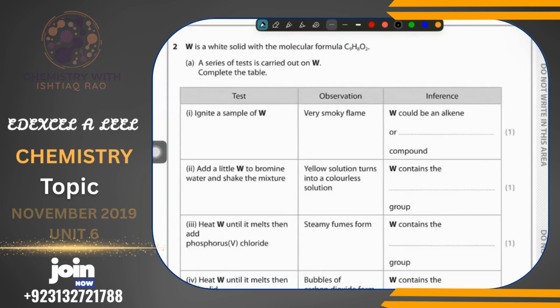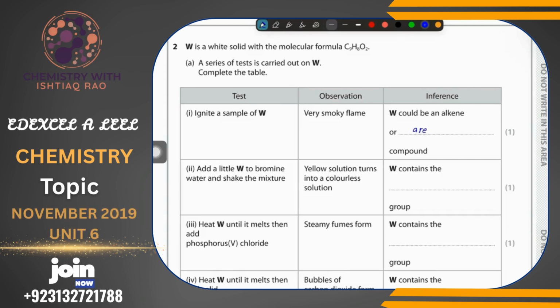W is a white solid with the molecular formula C9H8O2. A series of tests is carried out on W. Complete the table. Ignite a sample of W: very smoky flame. W could be an alkene, or it's supposed to be an arene as well.